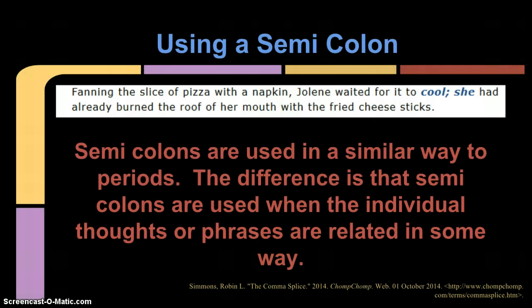Using a semicolon. Semicolons are used in a similar way to periods. The difference is that semicolons can be used when the individual thoughts or phrases are related in some way. Periods indicate a separate thought. Our sentence reads, Fanning the slice of pizza with a napkin, Jolene waited for it to cool. She had already burned the roof of her mouth with the fried cheese sticks. This does not sound much different than using a period. This is because of the similarities between semicolons and periods.